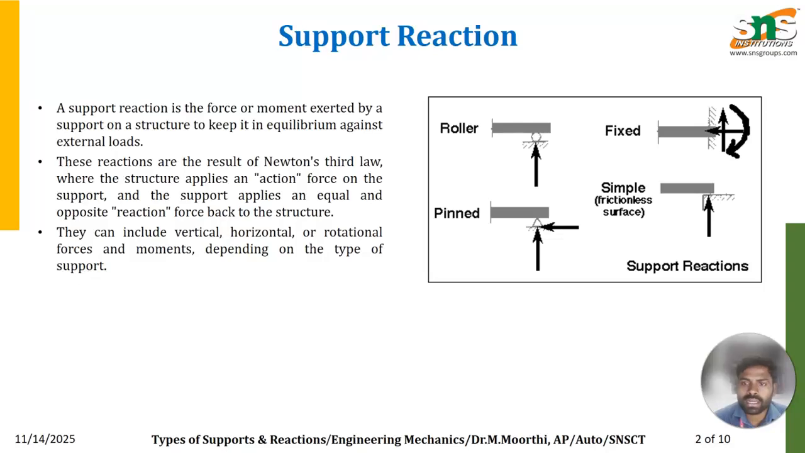An example is a door, which has a hinged support. This hinged support allows the door to rotate only. So we have rotational motion, but we don't have any horizontal or vertical motion, so we have a horizontal reaction and a vertical reaction. Whenever there is no movement in a particular direction, there we have a reaction. And the fixed support doesn't allow any linear movement or rotation, so we have a horizontal reaction, a vertical reaction and a moment.